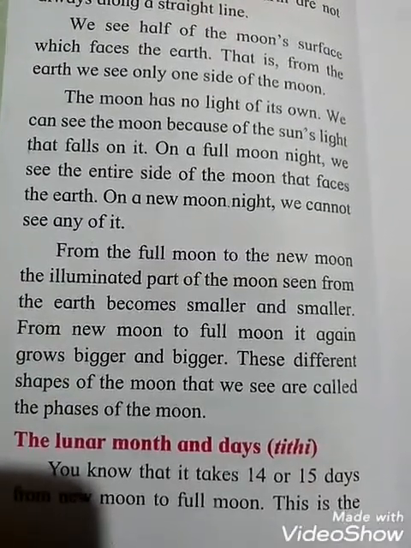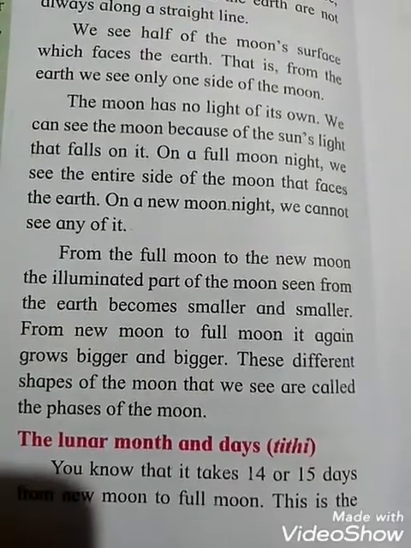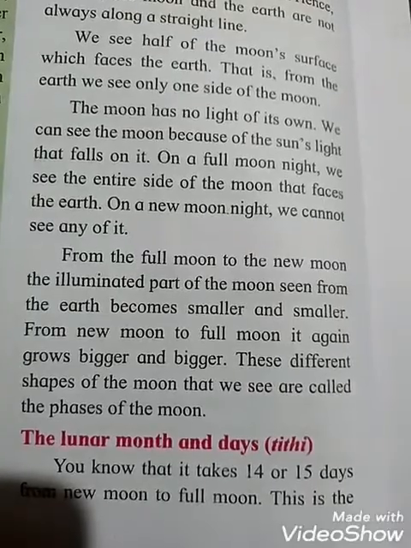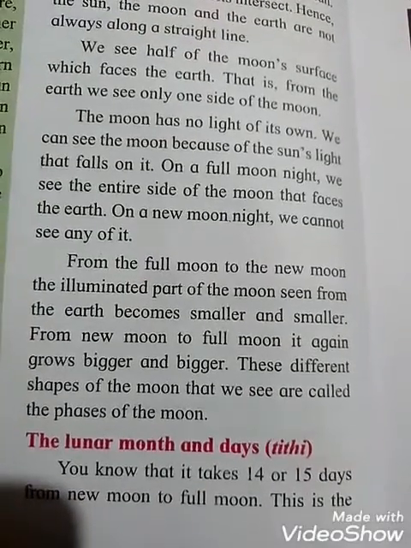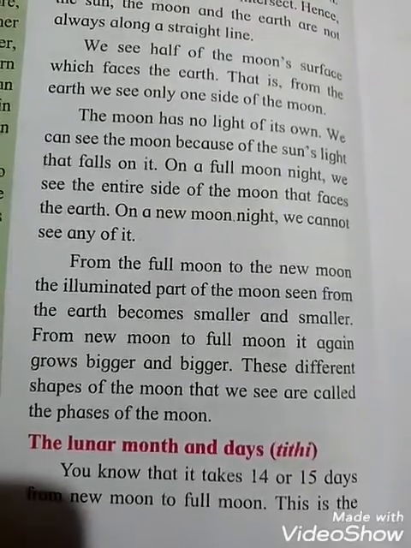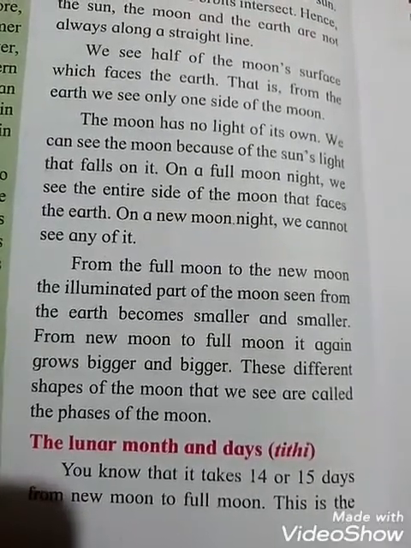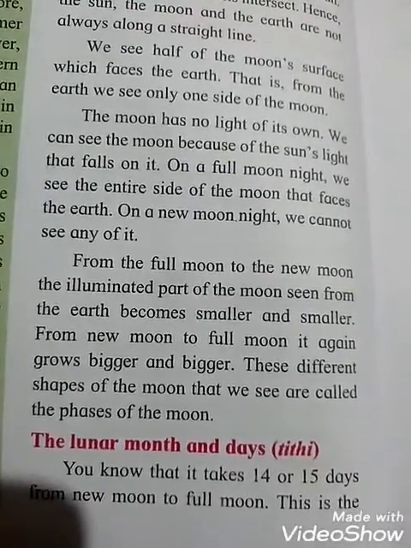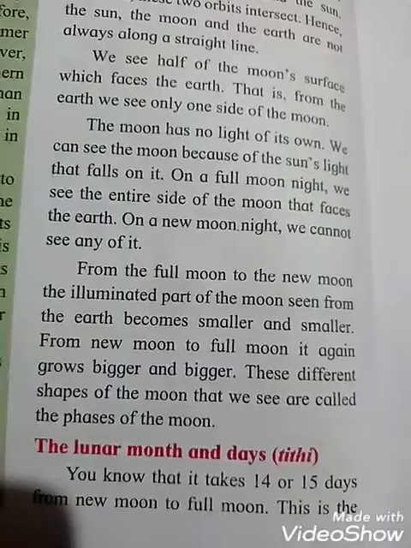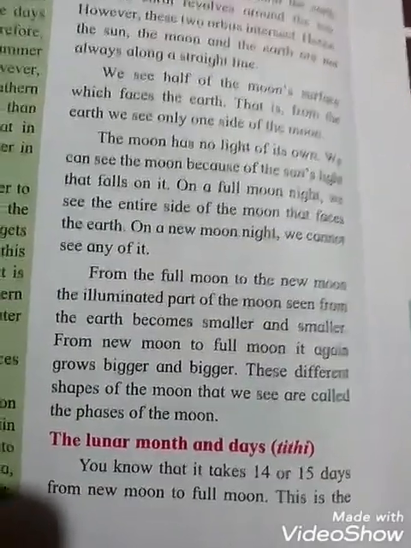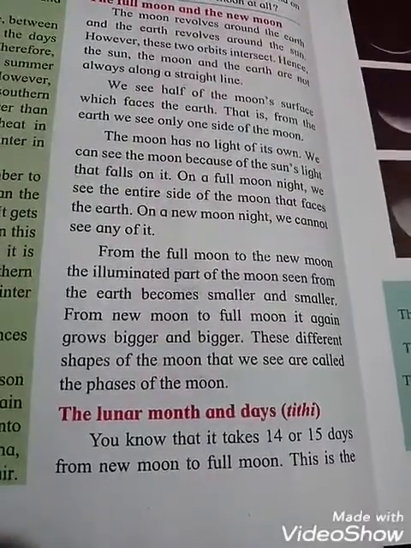So you have to remember that from the full moon to the new moon, the illuminated part of the moon seen from the earth becomes smaller and smaller. It starts decreasing, and from new moon to full moon it again grows bigger and bigger, meaning increasing. These different shapes of the moon that we see are called the phases of the moon. Okay students, lunar month and day, Tithi.